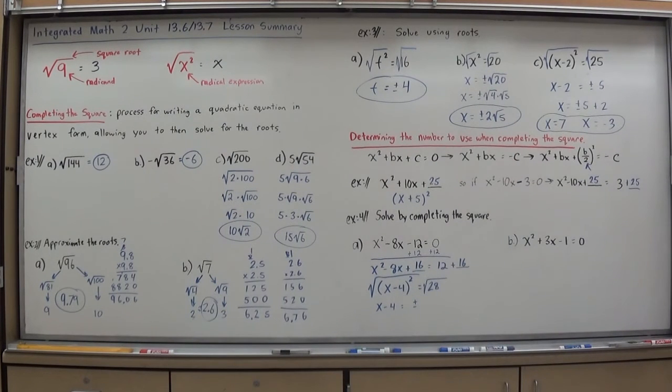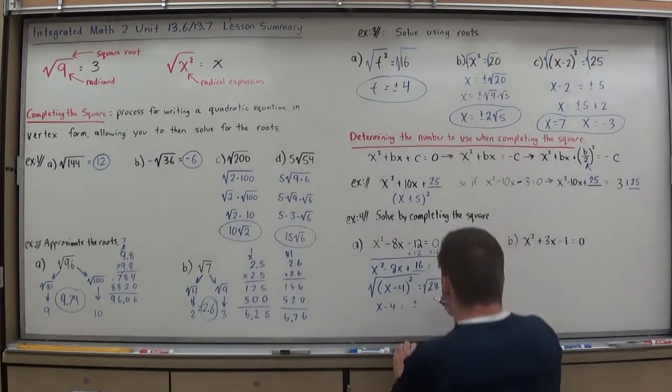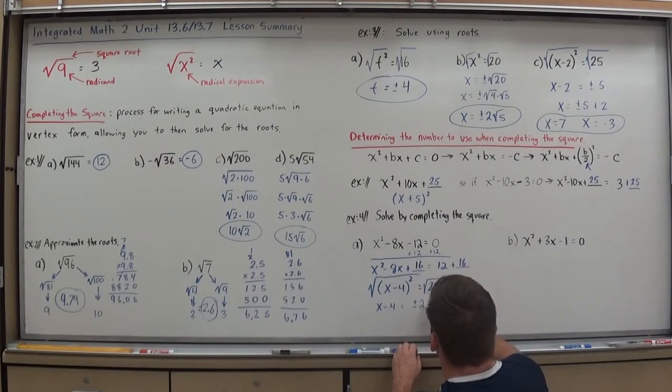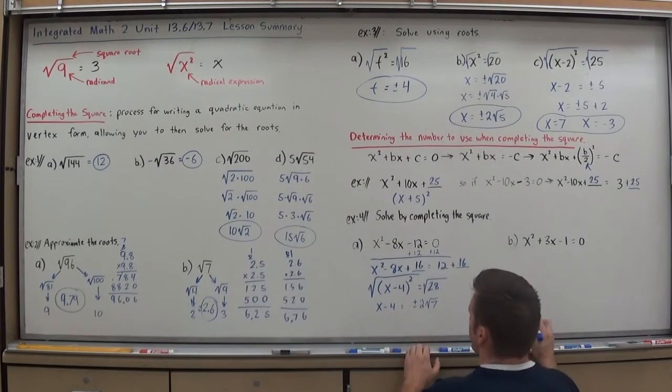I'm going to go ahead and change that into a simplified root though. 28 breaks down into 4 times 7, and the square root of 4 is 2. So this would simplify to 2 square root 7. And now it's just a matter of adding that 4 over.